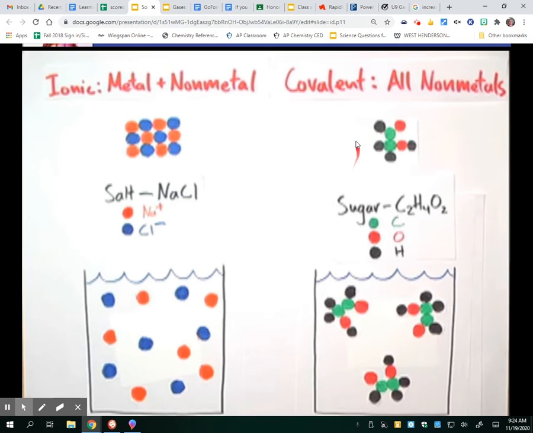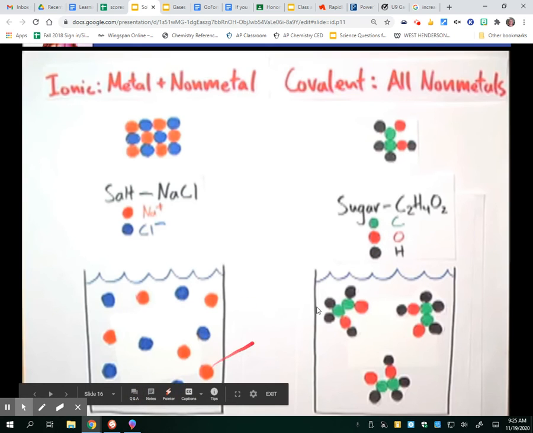When I have something like sugar, it's a molecule. It's all nonmetals and has those covalent bonds. So it's not made of ions. So when we put sugar in water, notice it does not separate into individual pieces or ions. All we do is separate the molecules from one another.